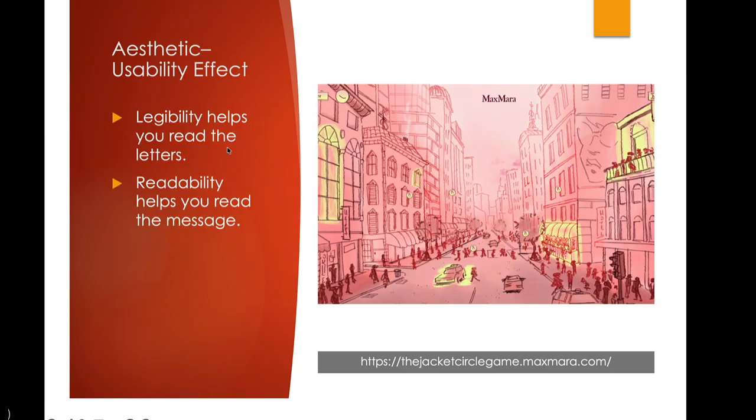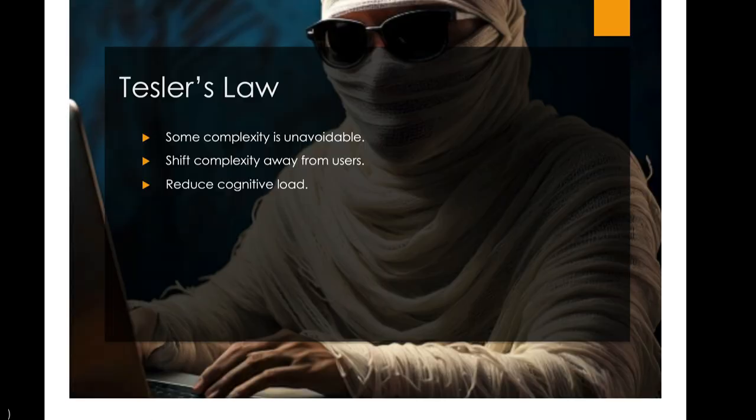Legibility helps you read letters. When we say, let's make sure it's legible, right? Like the Max Mara, we can read that. It's clear, it's dark over a pale background, easy to read. Readability helps you understand the message. So that can even be images. Is it readable? Do we understand what it's about at a glance, right?